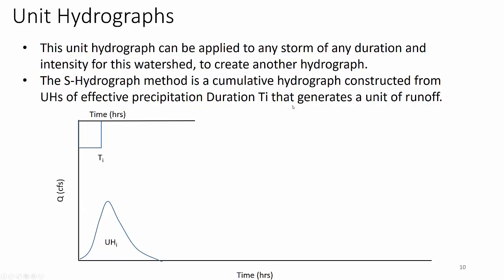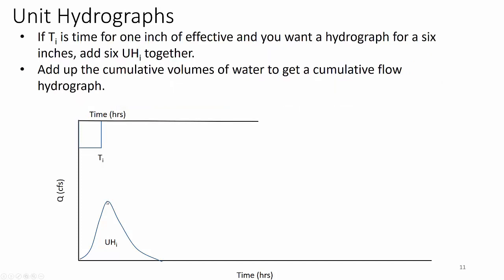precipitation duration T sub I that generates uniform runoff. So we have a centimeter of runoff, let's say an inch of runoff in some time T sub I, which happens to correlate, which we make correlate with Q sub P. And T sub I is the time for 1 inch of effective rainfall. You want a hydrograph for 6 inches. You add 6 of these together. How do you do that? Well, T sub I occurs at Q sub P.